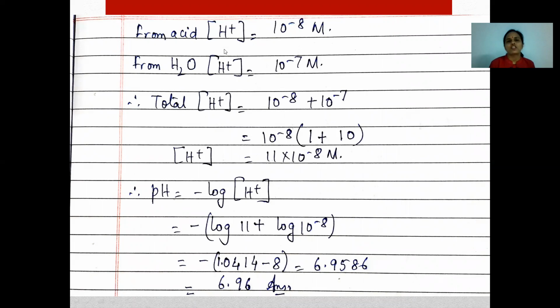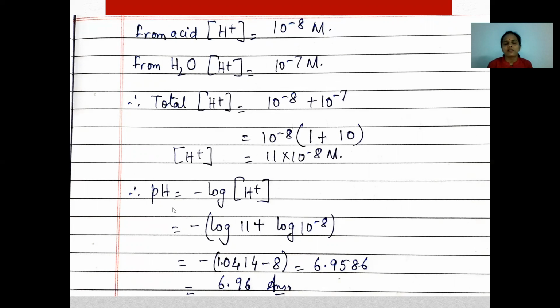From HCl, H plus ion concentration is 10 raised to minus 8 molar. From H2O, H plus ion concentration is 10 raised to minus 7 molar. Total H plus ion concentration will be 10 raised to minus 8 plus 10 raised to minus 7, which is equal to, if I take 10 raised to minus 8 common, 1 plus 10. So 11 into 10 raised to minus 8 molar. This is the H plus ion concentration.